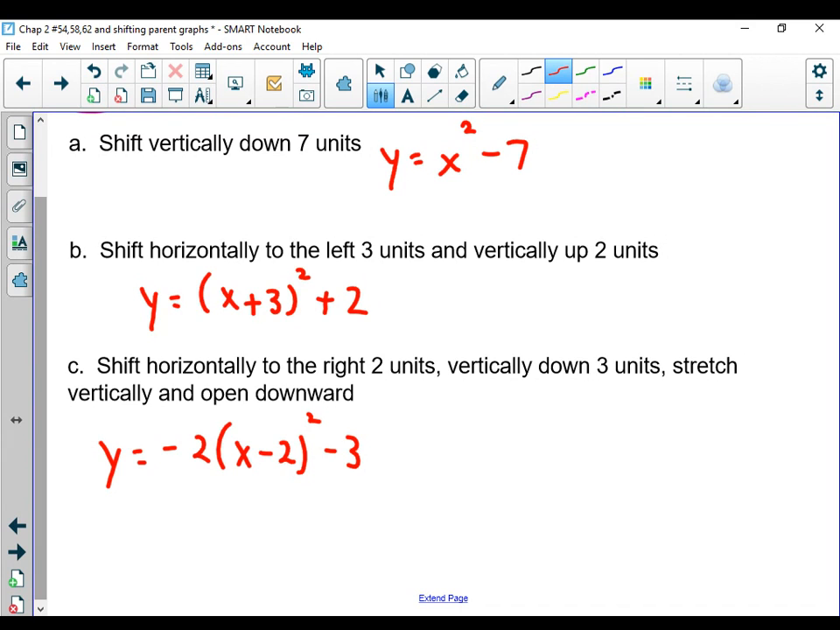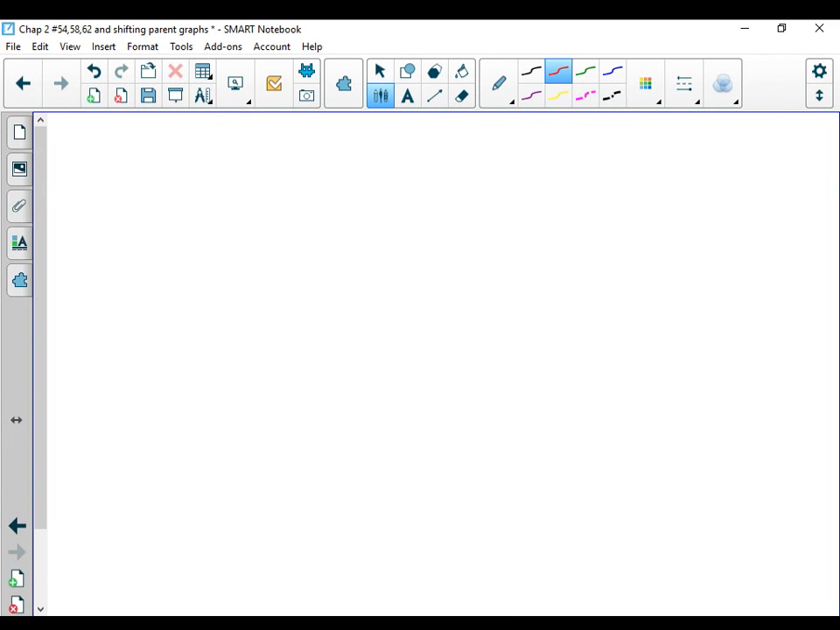Today, though, we're going to extend it out and we're going to look at some other graphs. And we're going to see, well, how can I move around some different parent graphs? So the parent graphs you're going to start with: the parent graph for y equals x cubed is one of the graphs you're going to look at. A second one is y equals the square root of x. And then the last one is y equals the absolute value of x.